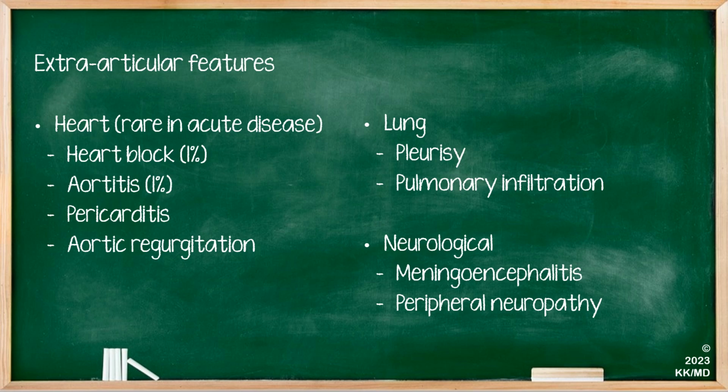And in terms of the effects on the heart, it can cause heart block and aortitis, which is quite well known with syphilis, and pericarditis, and finally it can cause aortic regurgitation. In terms of the lung, it can cause pleurisy and generalized pulmonary infiltrates. And in terms of neurological, it can cause peripheral neuropathy as well as meningoencephalitis.